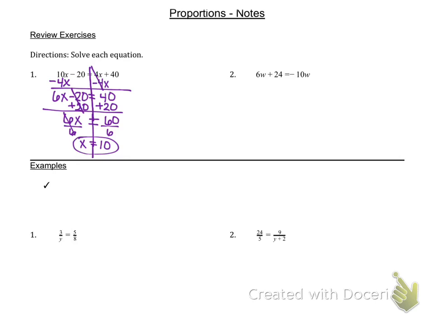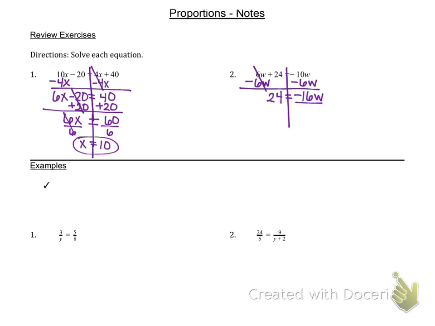Number 2, we have 6w plus 24 equals a negative 10w. I'm going to move all of the variable terms onto the same side of the equal sign. So I'm going to move the 6w over by the negative 10w. So I'm going to subtract 6w on both sides of the equal sign. 6 minus 6 is 0, so that cancels. Then we have 24 is equal to negative 10 minus 6 is a negative 16w.